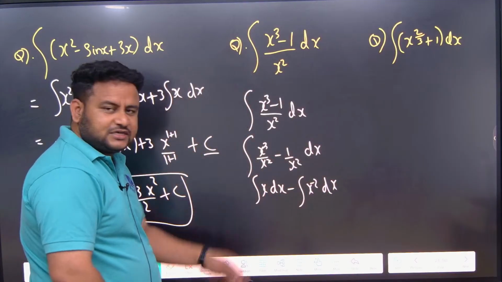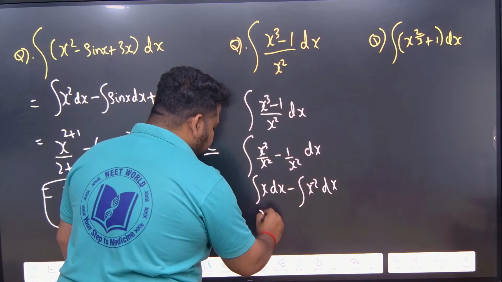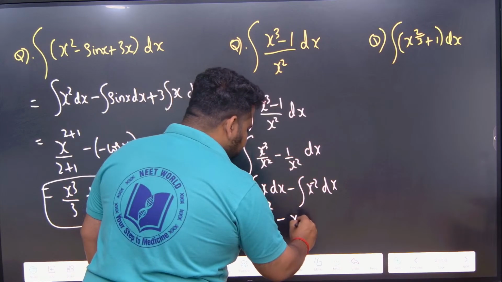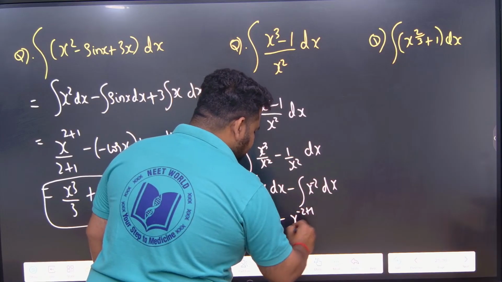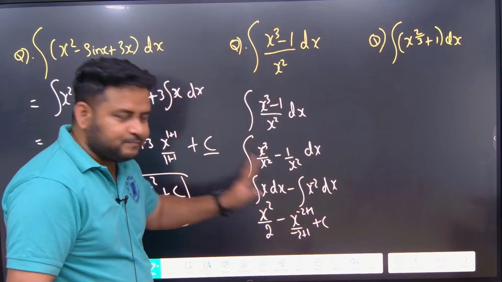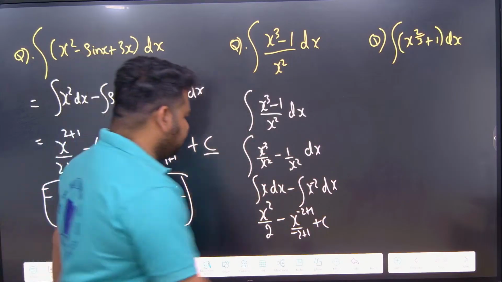Okay, integral of x dx is what? This will become x to the power of 1 plus 1, x square by 2, minus integral of x to the power of minus 2, which is x to the power of minus 2 plus 1 by minus 2 plus 1, plus c. Once you integrate, definitely we should write the constant there itself, plus c. Now further we should do this.